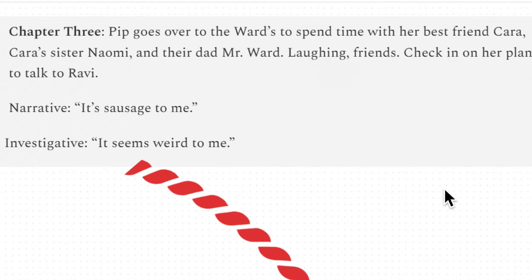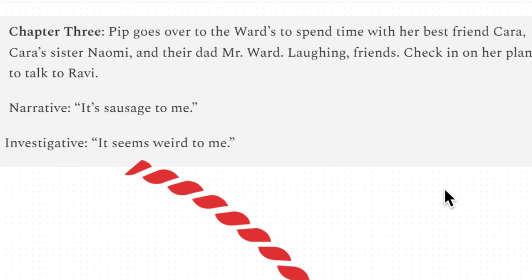In chapter 3, Pip goes over to the Wards to spend time with her best friend, Kara, Kara's sister, Naomi, and their dad, Mr. Ward. There's laughing, there's friends, they're playing around, they use a German phrase about sausage. Here Pippa checks in with her plan to talk to Ravi with Kara. "It's sausage to me" is the last line, which is referencing that German thing. It's a funny line. It's meant to establish Pip's friendships.